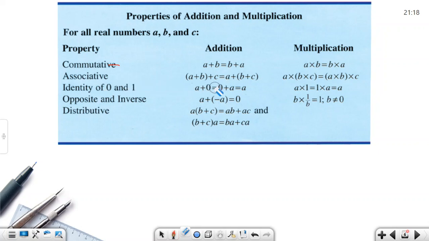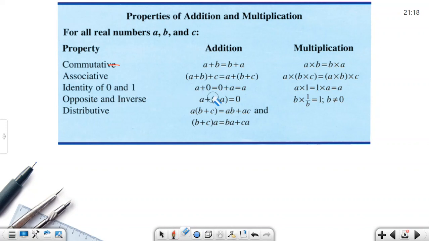Identity of 0 and 1: when it's addition, adding 0 doesn't affect the number. So any number plus 0 is going to be the number itself. Or any number multiplied by 1 doesn't change the number. So we call it the identity element: identity of 0 when it's addition, 1 when it's multiplication.